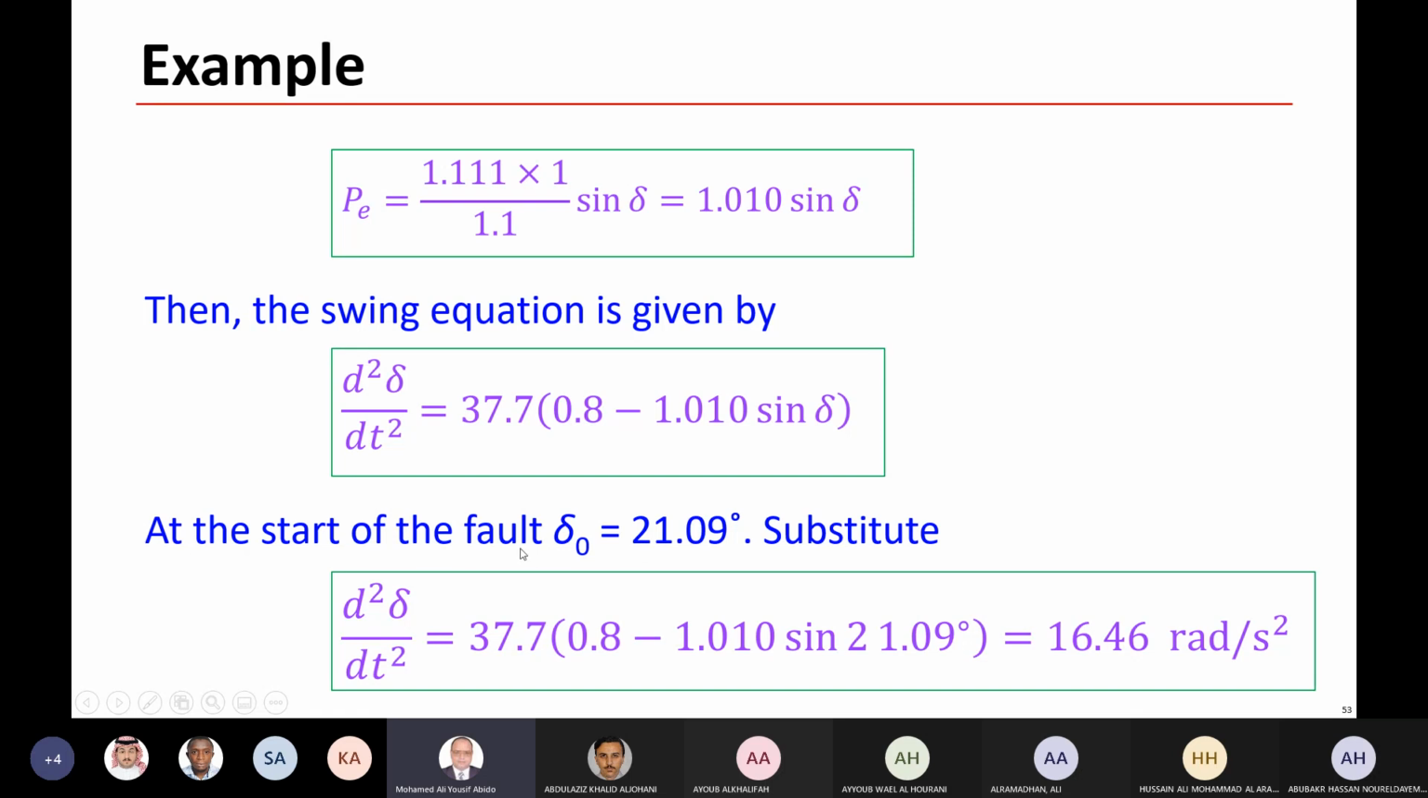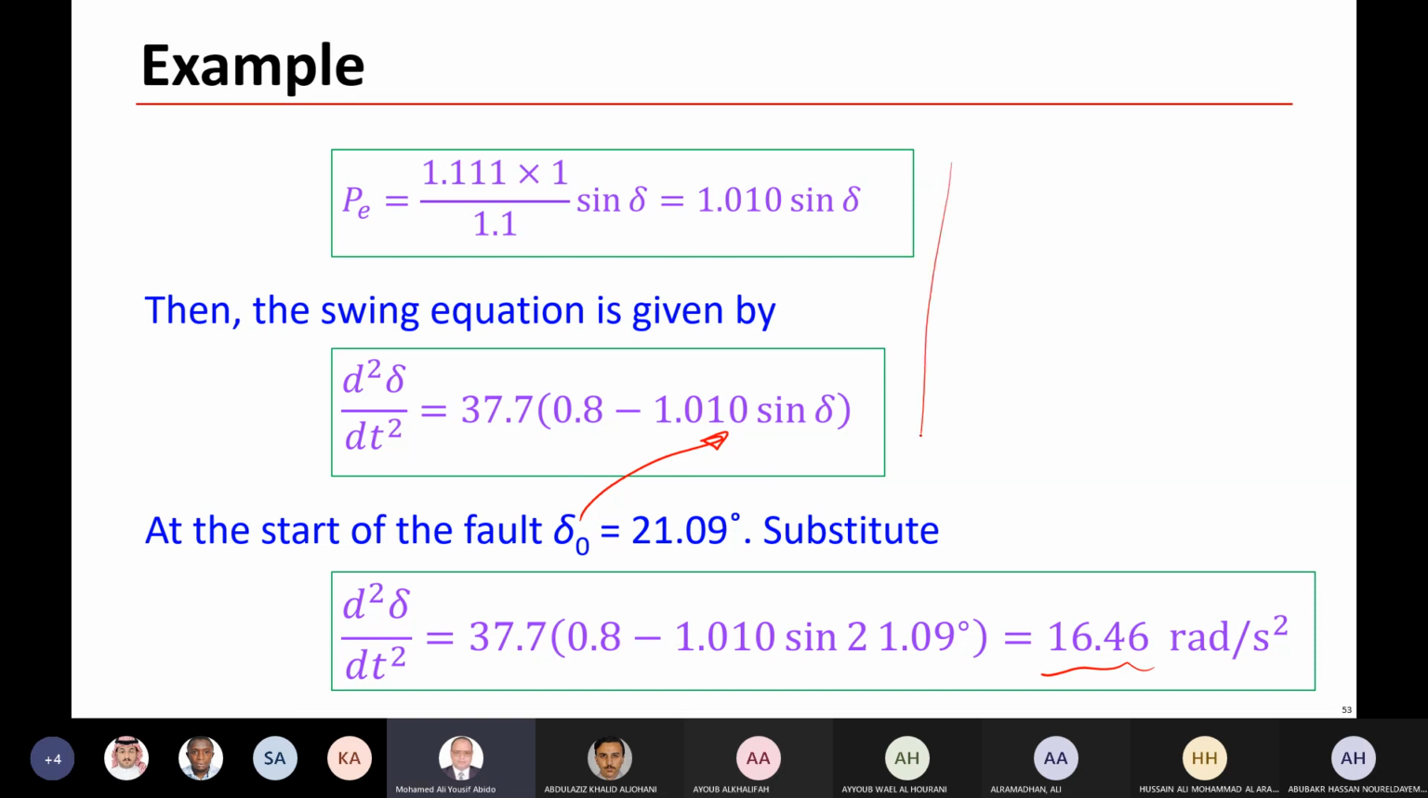At the start of the fault, it needs some kind of initial acceleration. It was asking about the initial acceleration. Of course, this is the acceleration, d square delta by dt square. So for the angle during the fault, this is the initial angle, and you substitute this angle during the fault. So this will be sine of this, and you end up with this value. This is the initial acceleration of the machine.